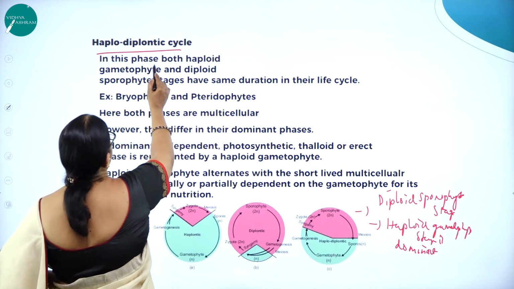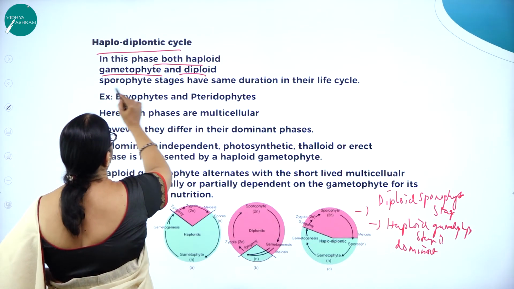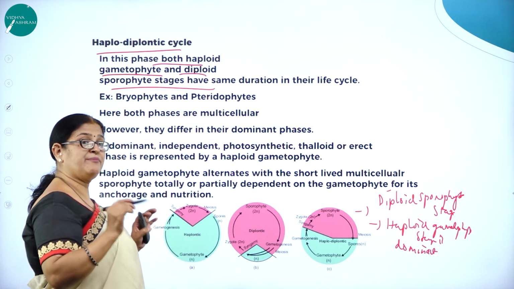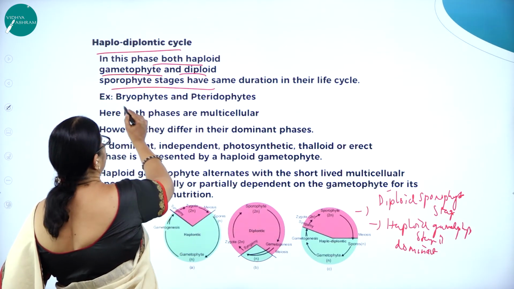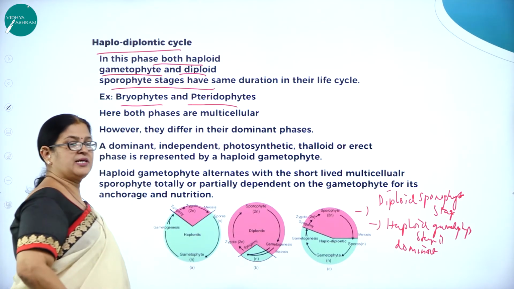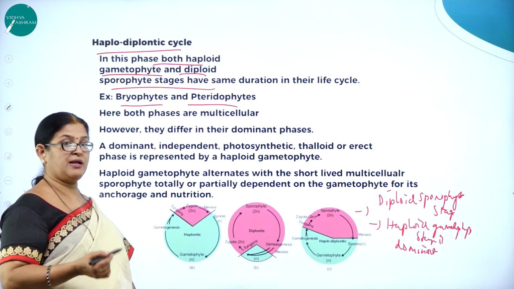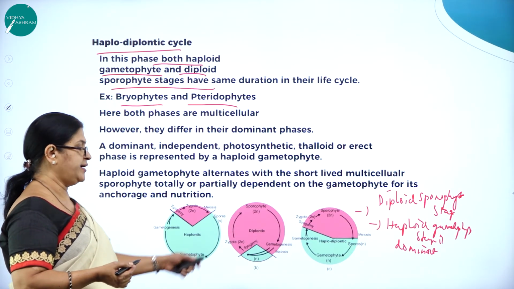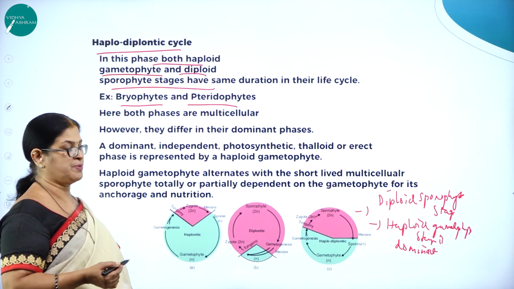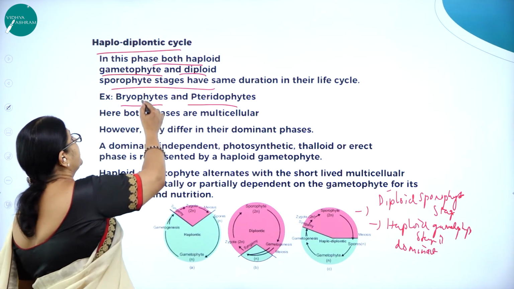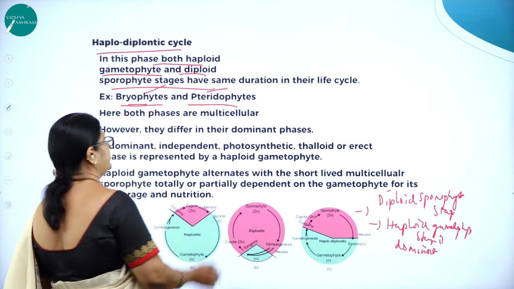So here in this phase, both haploid gametophyte and diploid sporophyte stages have same duration in their life cycle. For example, you can take the example of bryophytes and pteridophytes. For haplontic, Volvox, Chlamydomonas, etc. And in diplontic, gymnosperms and angiosperms. In haplodiplontic, you can take the example of bryophytes and pteridophytes.